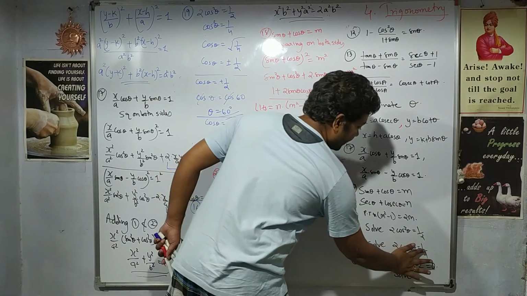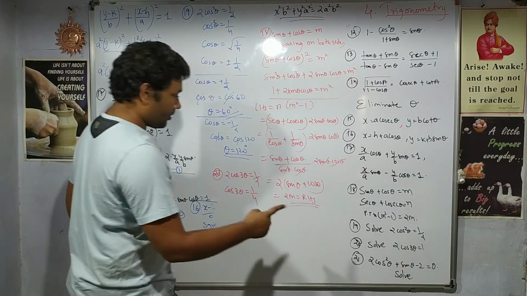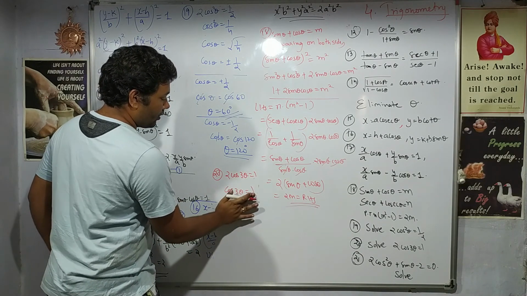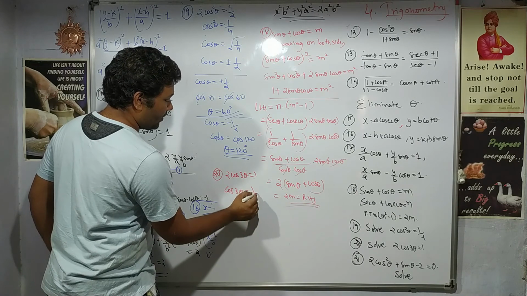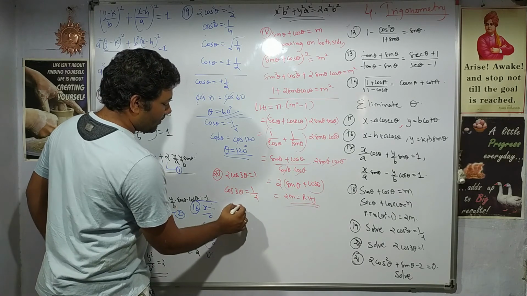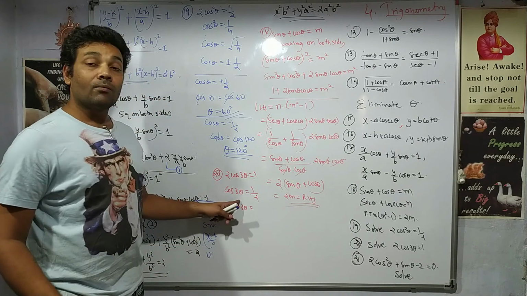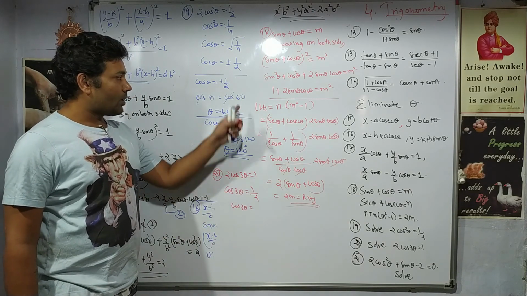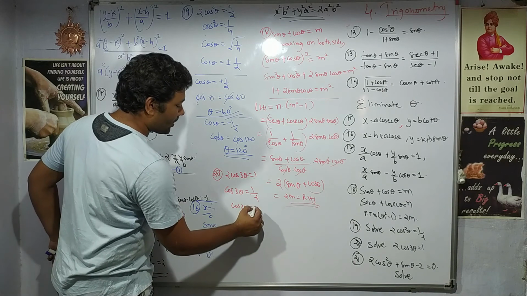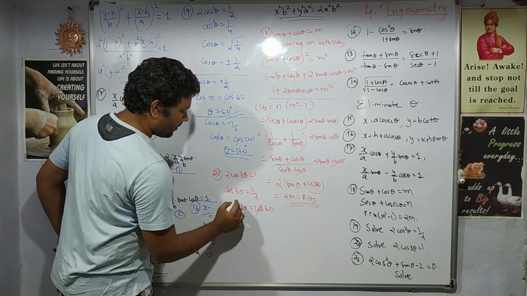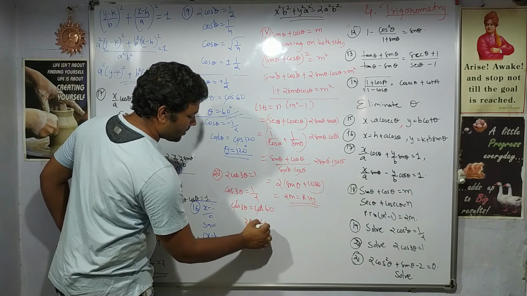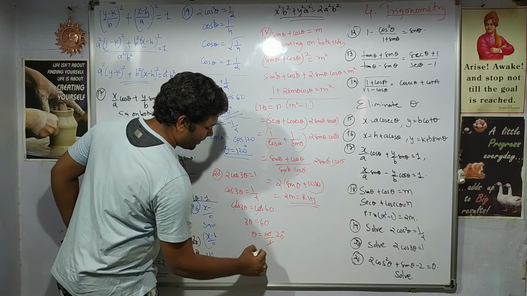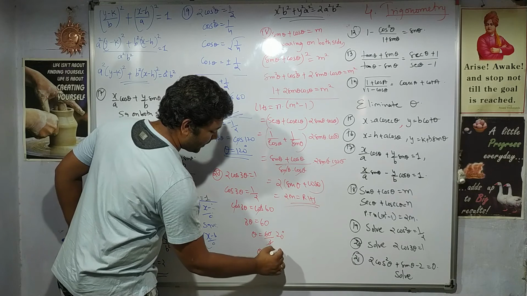The question needs correction here. It is 2 cos 3 theta is 1, just 1. So the modification will be 1 by 2. Now again simple, when does cos give value 1 by 2? Cos gives value 1 by 2 at 60 degrees. So we can replace 1 by 2 as cos 60. 3 theta is equal to 60. Theta is equal to 60 by 3. That is 20. So the value of theta is 20.